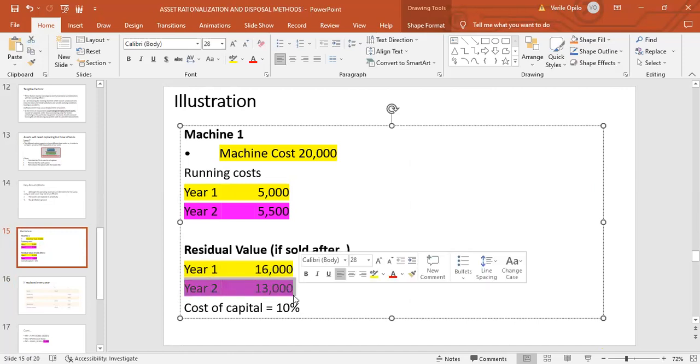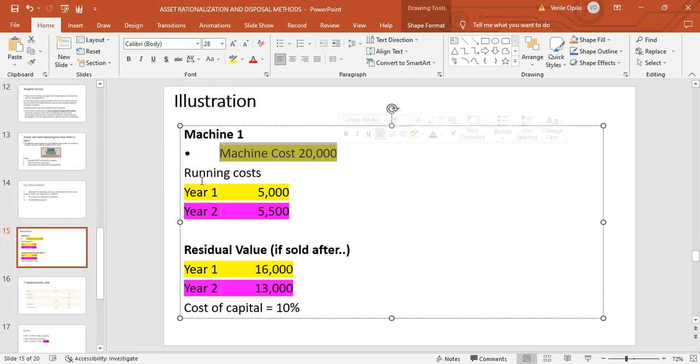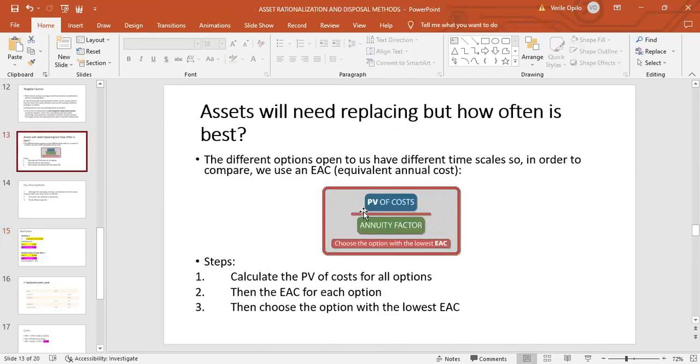So we will be considering the cash flows associated with this. If we buy this machine, the initial cost is 20,000. Then if we replace it within the first year, it means that we'll only incur the running cost for the first year. Then we can sell it off for 16,000 Kenya shillings. So we compute the effective annual cost associated with replacing the asset in 1 year's time or in 2 years' time. And to get the EAC, it is equal to the present value of the cost divided by the annuity factor.